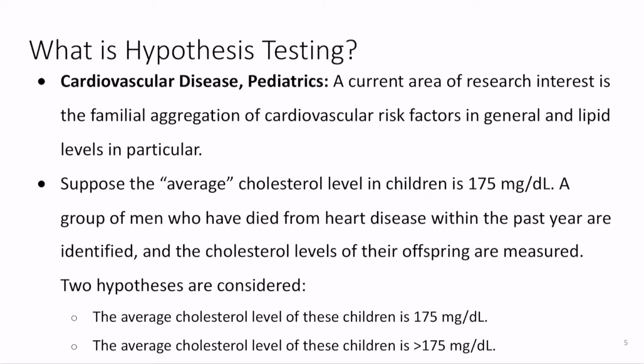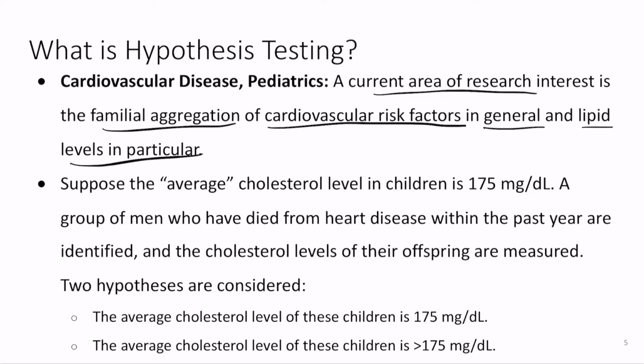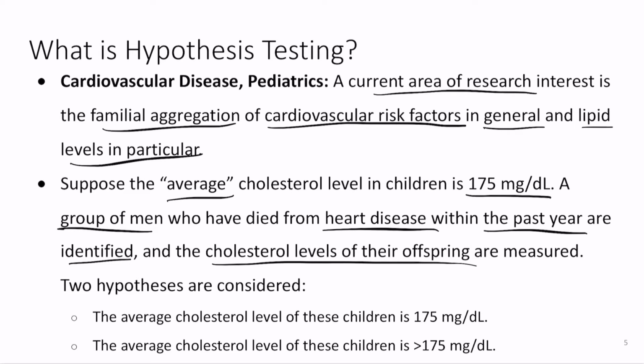So let's say we have a current area of research interest in the familial aggregation of cardiovascular risk factors in general and lipid levels in particular. Let's say that the average cholesterol in children is 175, and you have a group of men who have died from heart disease within the past year that you have identified, and we have calculated the cholesterol levels of their offspring. Now there are two hypotheses that we can get out of this. One is that the average cholesterol is 175, or the average cholesterol is greater than 175.